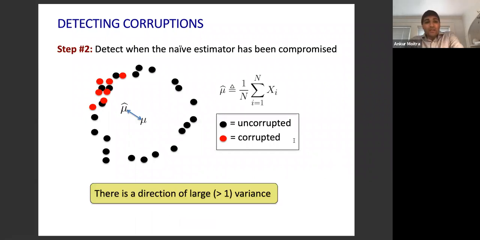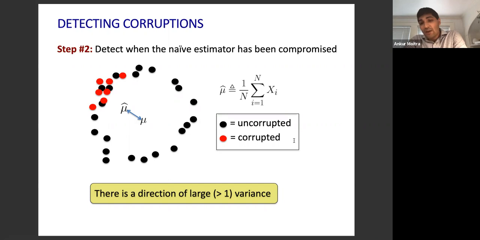Now, the key point is that I don't see which points are black and which points are red. So I can't ever hope to perfectly figure out which points are corrupted and which points aren't corrupted. But at the very least, if the adversary did mess up my naive estimator very badly, there would be a method of at least detecting that something has gone wrong.